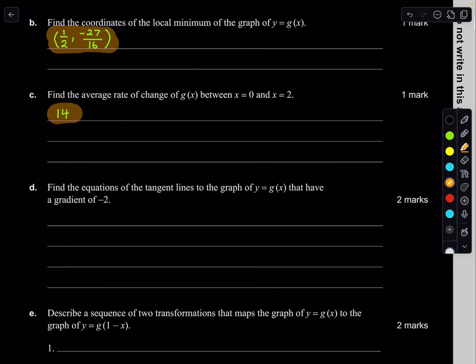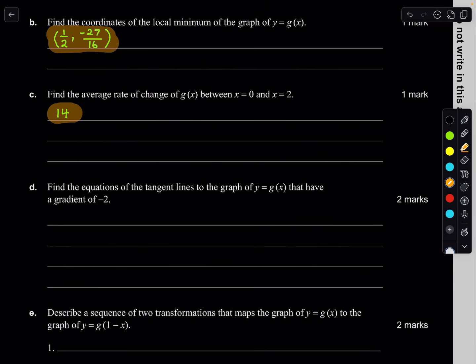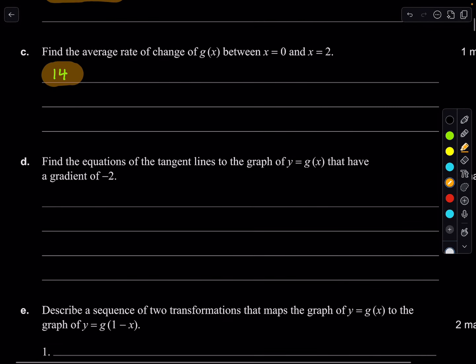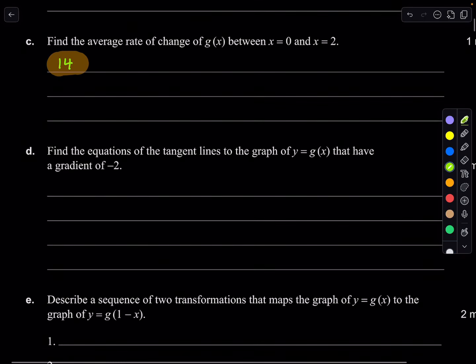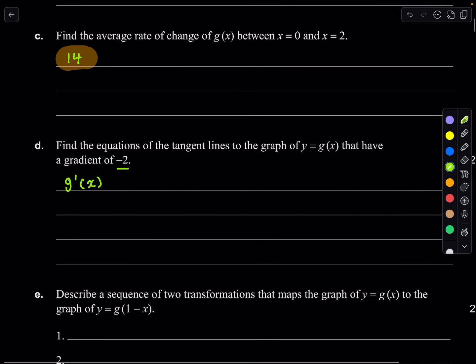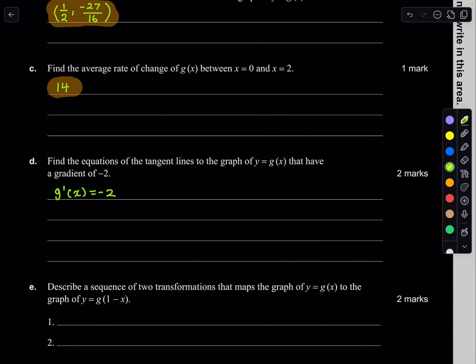Next question. Find the equations, there's many equations, of the tangent lines to the graph of y equals g of x that have a gradient of negative 2. This is easy. We know that to find the gradient of a tangent at any point, we derive: g dash of x. So when we derive g of x, this gives us the gradient of the tangent at any point x. But we want our tangents to have a gradient of negative 2. So we want to equate this to negative 2. Does that make sense?